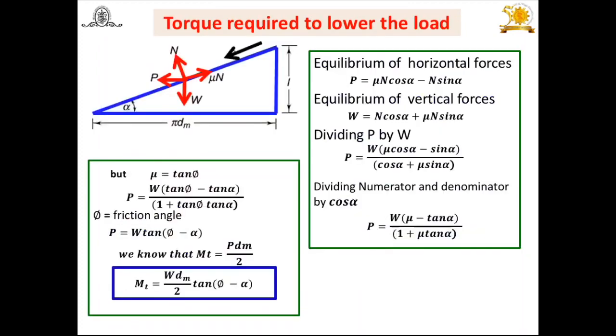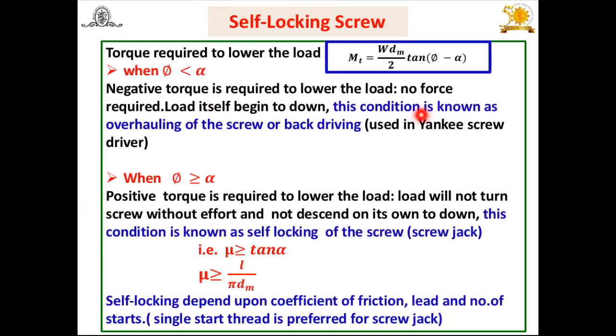You will find here, the torque required to lower the load, MT, is equal to W dm by 2 tan of (phi minus alpha). This is the torque required to lower the load. But look at this: phi is the friction angle, alpha is the helix or the lead angle. When phi is less than alpha, this term becomes negative, or the torque becomes negative.